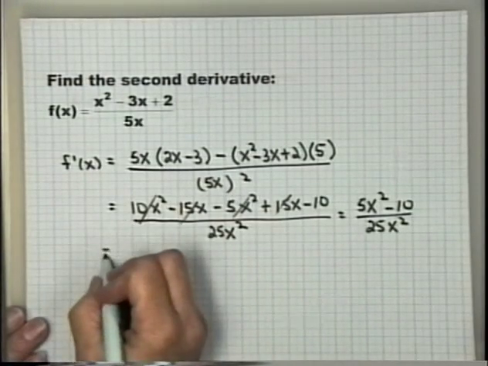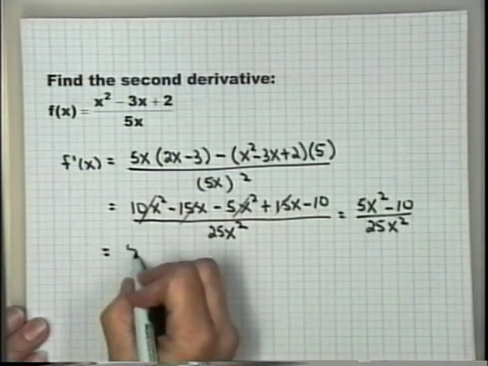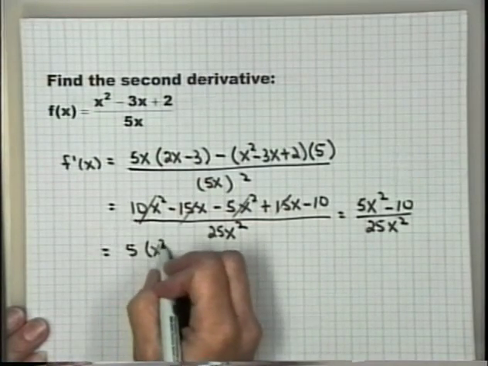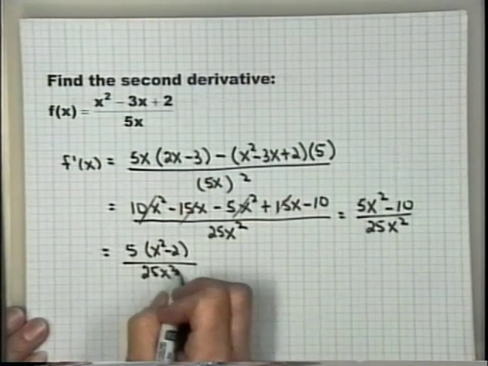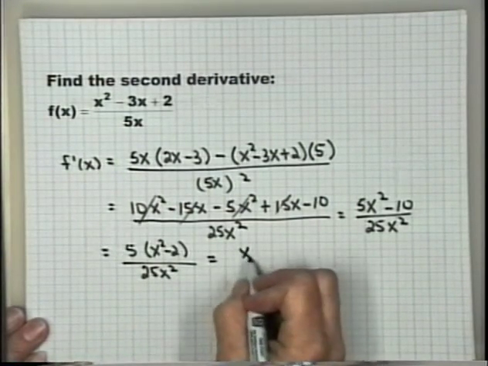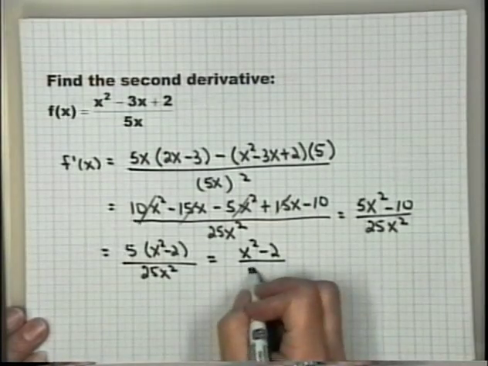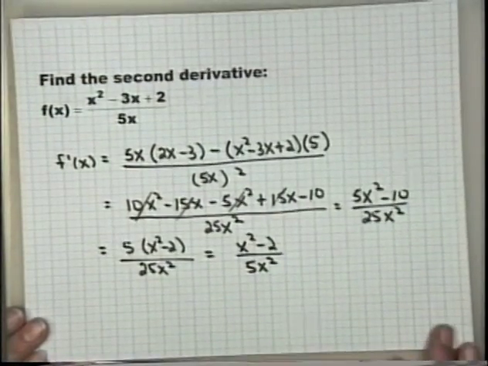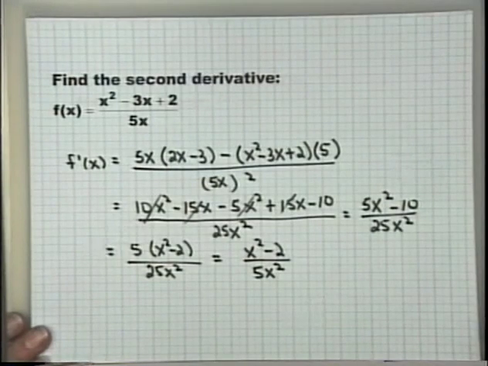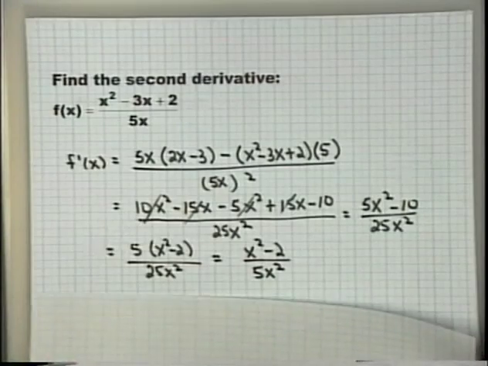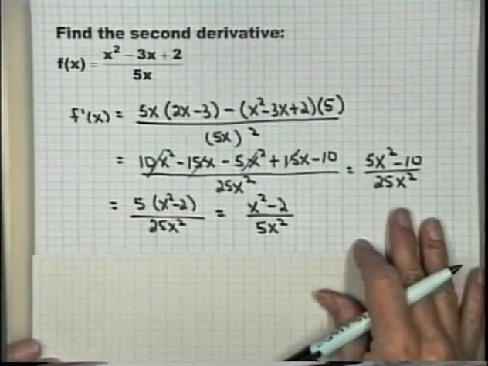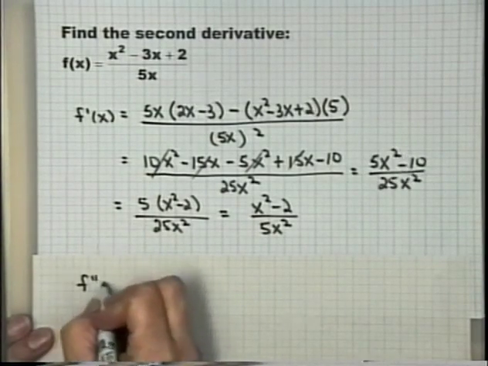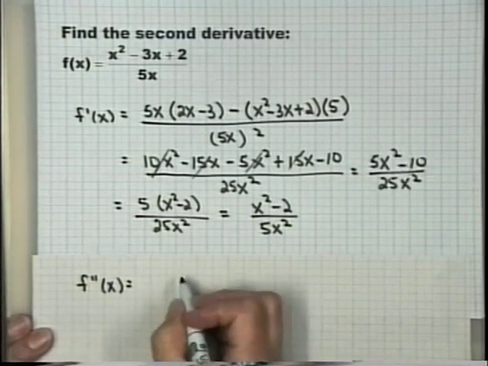Well, we can still do a little simplifying, can't we? Let's factor a 5 out of the numerator. Gives me x squared minus 2 over 25x squared, and then we can cancel the 5's. X squared minus 2 over 5x squared, okay? That's just the first derivative, isn't it? So, to get our second derivative, we need to take the derivative of this one. Notice I got it as simple as I could before I start in again, because I'm going to have to do a quotient rule a second time.